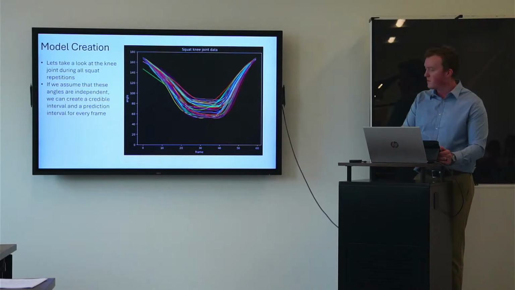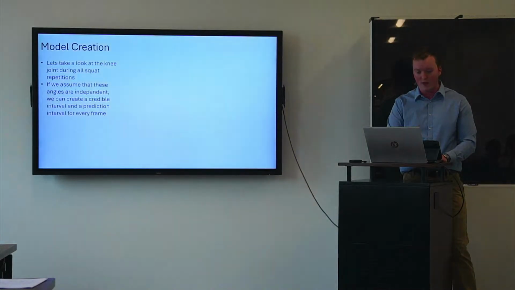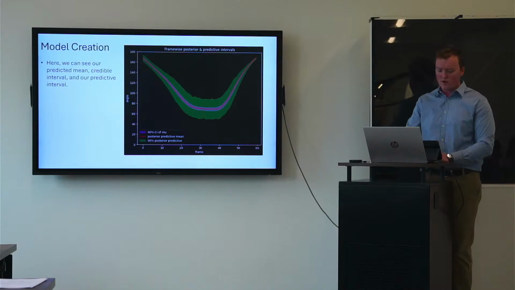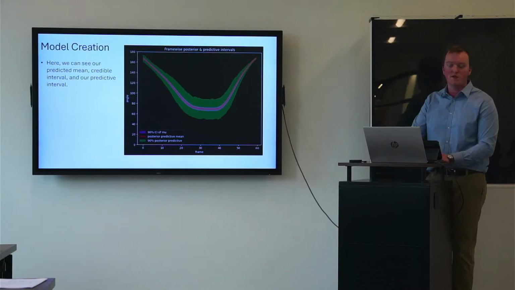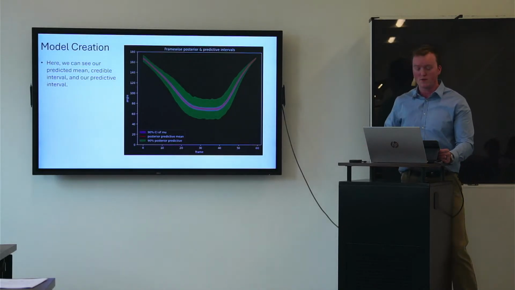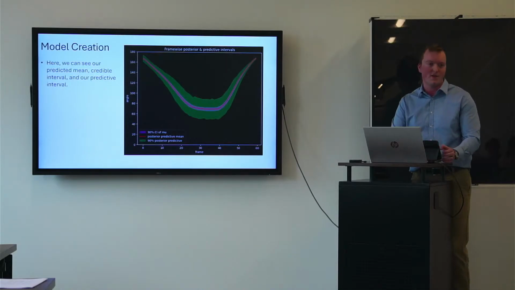But anyway, if we assume that these joint angles are normally distributed and independent, we can create a credible and prediction interval for each frame. And if we show that here, we can see our expected mean, the credible interval of that mean, and the predicted interval. Now, don't worry too much if you don't really understand what each of this means. Basically, you just want to be in the green region whenever you're doing a repetition. And the purple region there is what an ideal squat would look like. Also real quick, I do want to point out that the green region is a lot wider than we would hope, and that's simply because we have really high variability in our data.